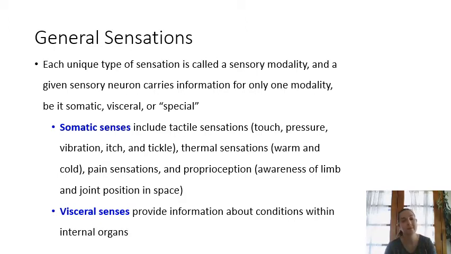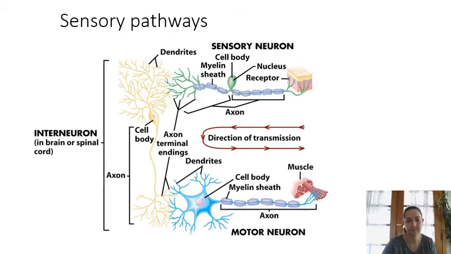And we also have visceral senses. So when you think of visceral, think viscera, kind of like your internal organs. So visceral senses are letting you sense things that are going on inside your body. All right. And again, the sensory pathways are going to be similar for these, but you may not be able to have as much of an effect on your internal visceral reception as you would on the somatic receptors.